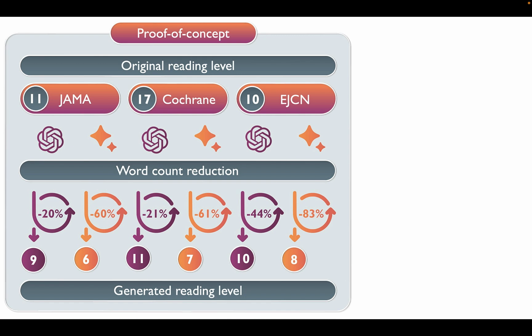The starting point for patient information published in the JAMA was 11th grader. Cochrane, it was 17th grader. This is university level. This is clearly not meant for the general public. And the European Journal of Cardiovascular Nursing, 10th grader. And yes, Google Bard and ChatGPT were able to reduce the reading level or the complexity, but at the cost of a significant reduction in word count, which means that sometimes significant information was removed from the text. And for Google Bard, it was even up to 83%.